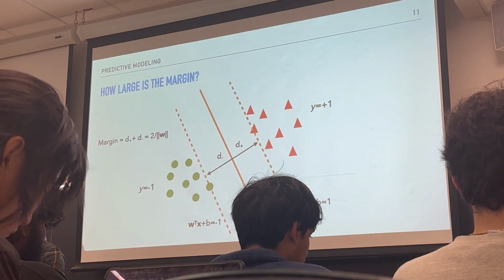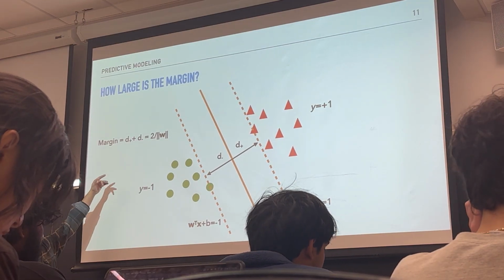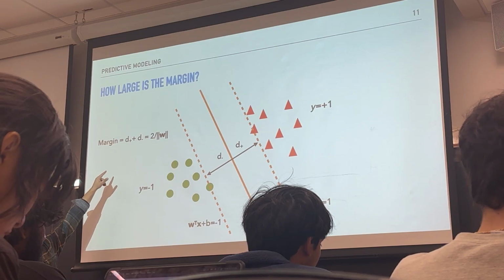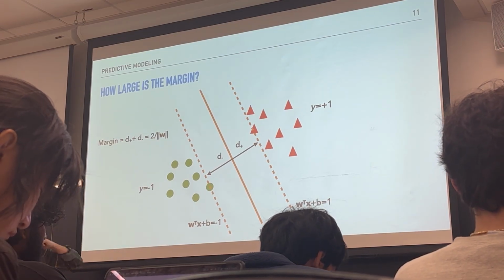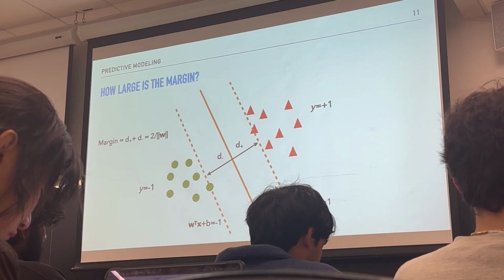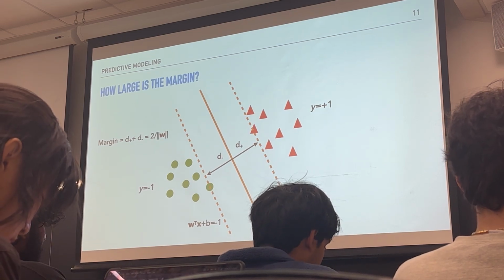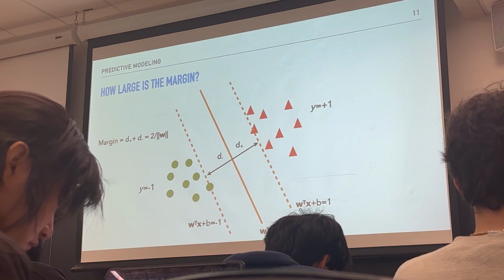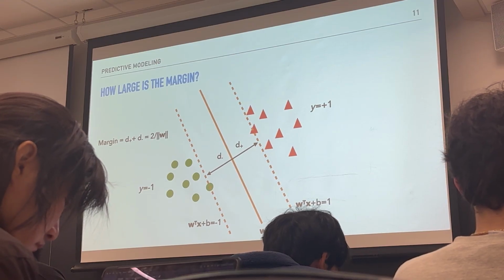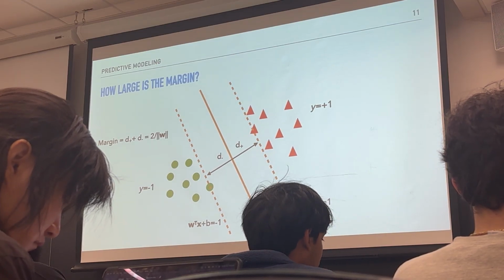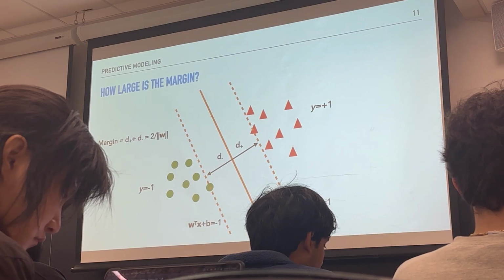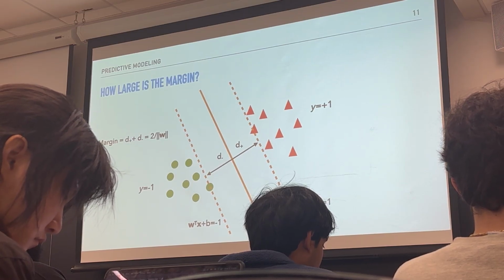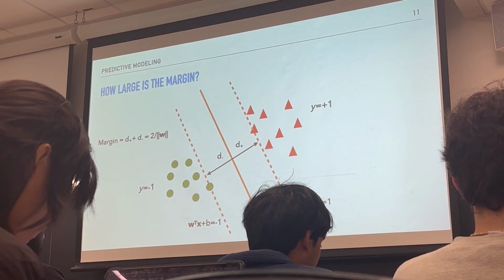And now from this, we can directly see that the margin, which is 2d or d plus plus d minus, is just going to be 2 divided by the norm of W. Is it obvious? Can someone explain why that is the case? People who say it is obvious? It's not super obvious to me.